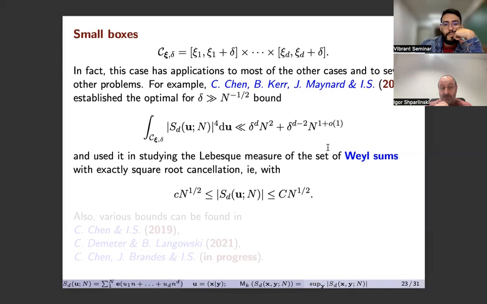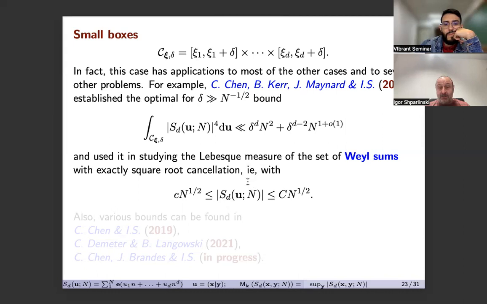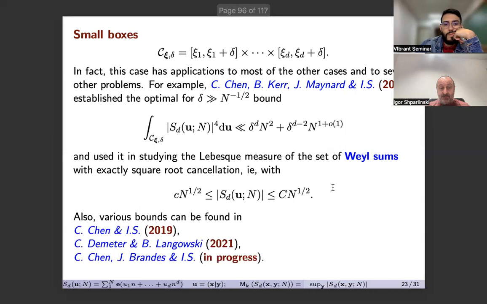And we use this result to show that for almost all Weyl sums, you have exactly the square root cancellation. So for a set of full Lebesgue measure, the sums are bounded between two multiples of n to the 1/2, for all values of n. So there are no logs, no little o, just a pure square root cancellation. And some other bounds can be found in this work, and I will discuss them a little bit.